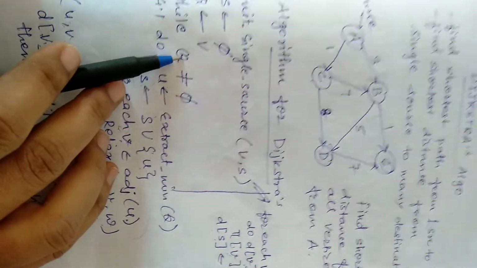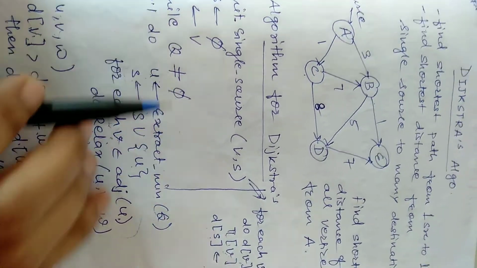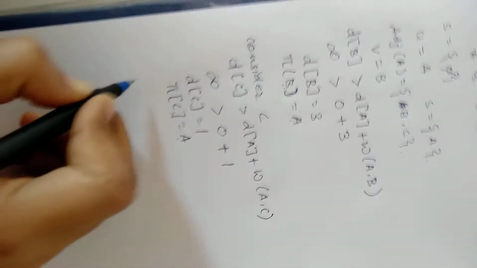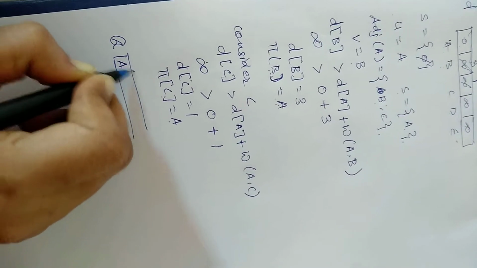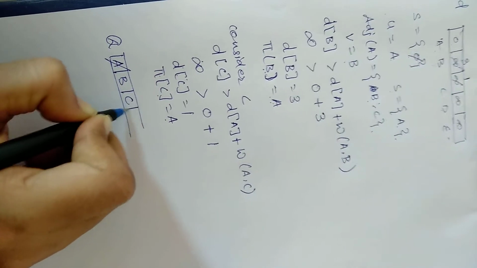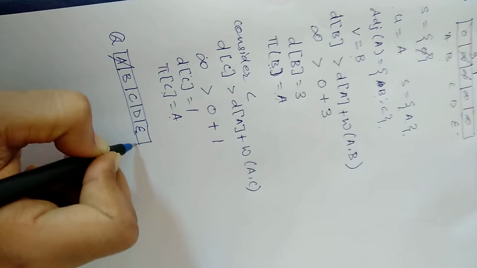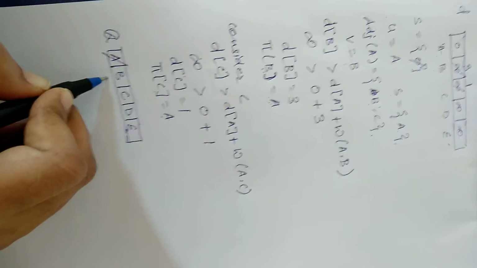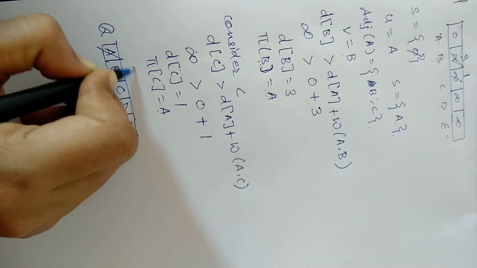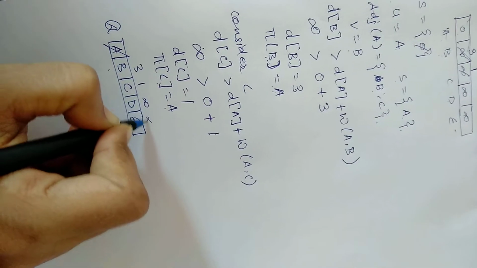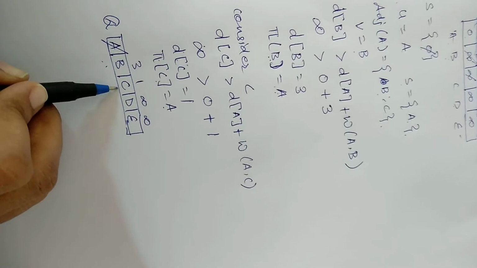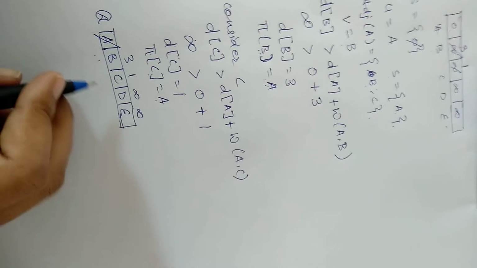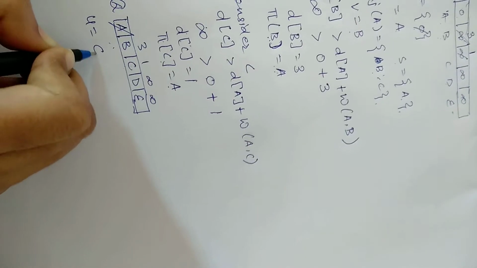Now again we'll repeat this, as Q is not empty, we just have extracted A. So again in the Q we have different values. From Q we have deleted A. We still have B, C, D and E. As per their values, B's value is 3, C's value is 1, D is infinity, E is infinity. So from this, extract min Q gives the vertex with minimum D value, that is C, which is extracted in U. So U is equal to C.